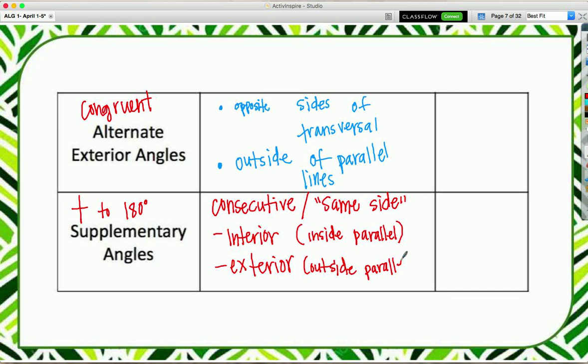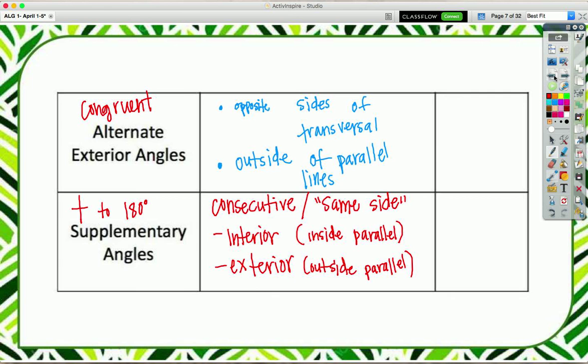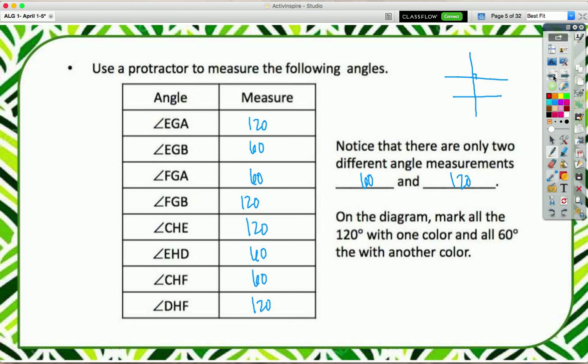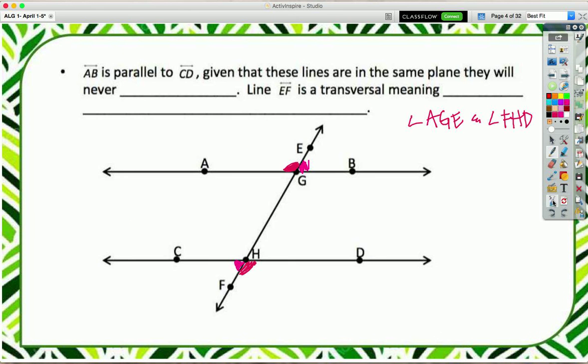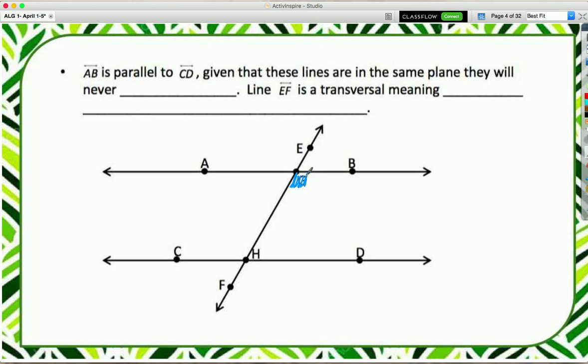So this particular unit is very vocab heavy. A lot of it's just about you identifying what do we call these two angles in their relationship to each other. So let's get some examples of either one of those. So for consecutive interior, if one of mine is EGB, the other one that's consecutive interior is this one right here, GHD.